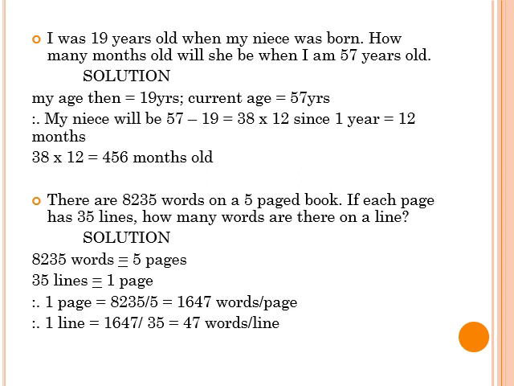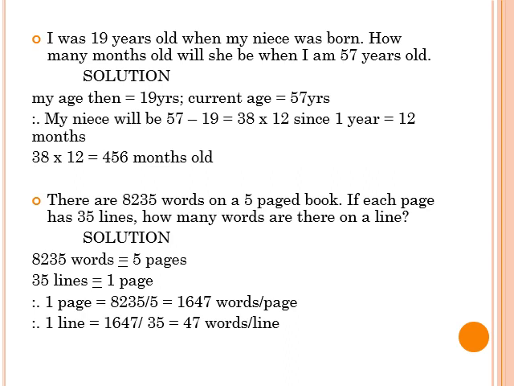Good. Okay. So when we subtract, it gets us 38. That means she's actually 38 years. But the question did not say how old she is in years. It said how many months old she is. So we are going to multiply that 38 by 12, because 1 year is made up of 12 months. So 38 times 12 is equal to 456. So she's actually 456 months old. Good. We move on to the next example.